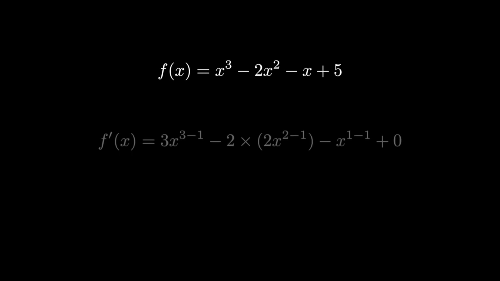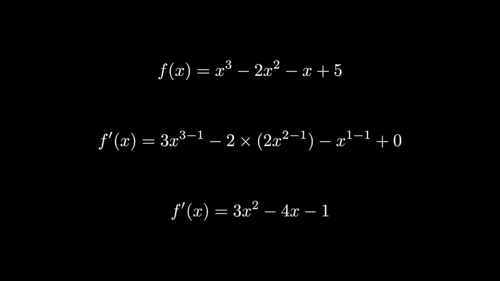We have x cubed minus 2x squared minus x plus 5. And by using these rules to differentiate it, we get the derivative of the function to be 3x squared minus 4x minus 1, which is the same expression we got earlier. And so the gradient at the point x is equal to 1 is also minus 2.